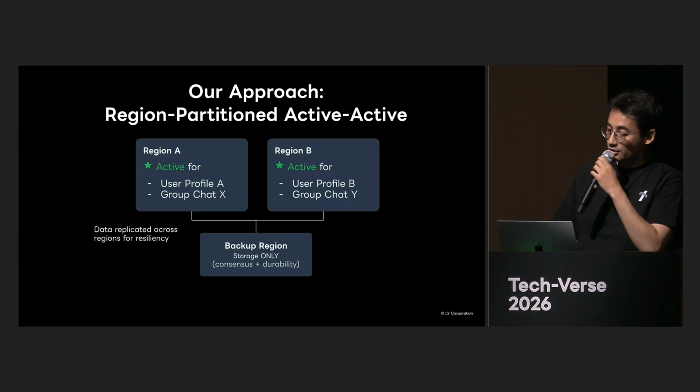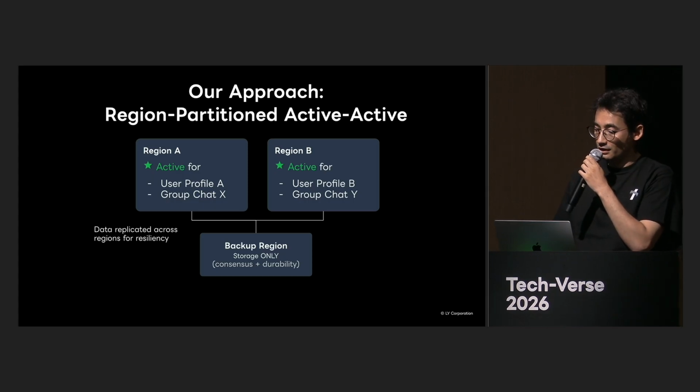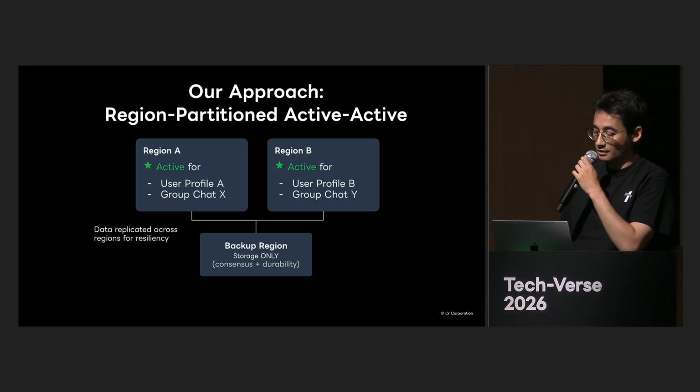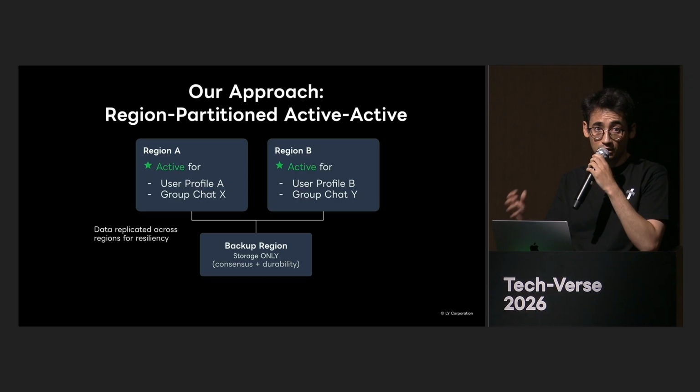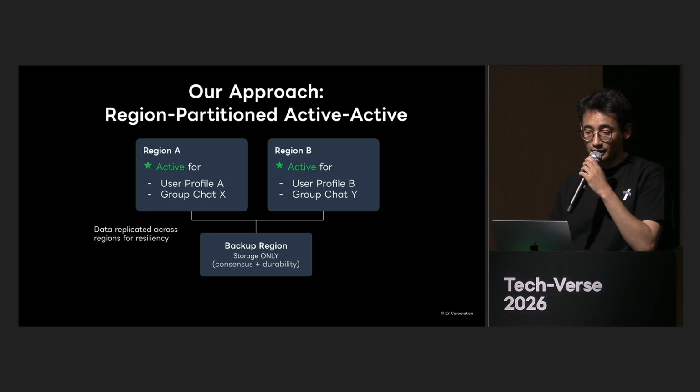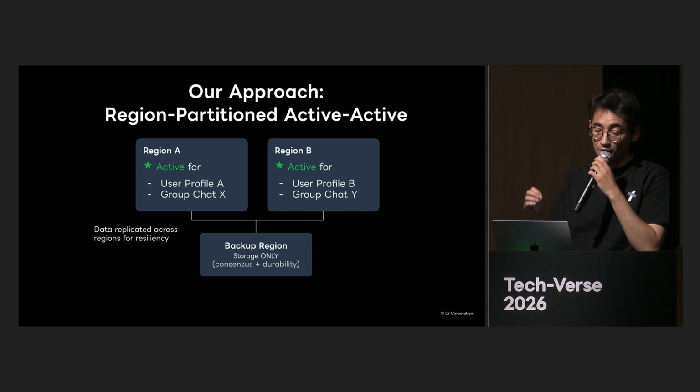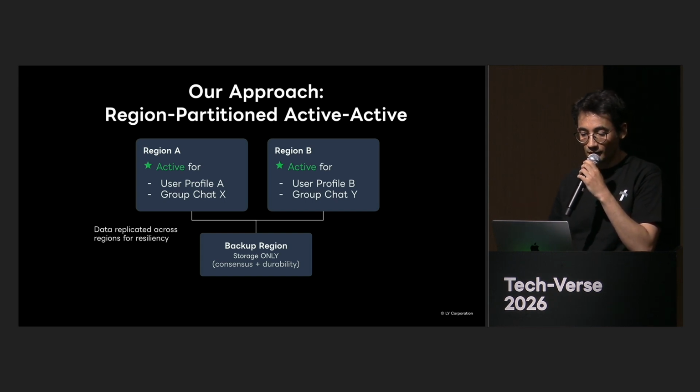So our solution is to adopt a region-partitioned active-active architecture. The key idea is very simple. We assign each piece of data a primary region. All reads and writes for that data are routed to this primary region. And this eliminates the stale reads that we have mentioned before.